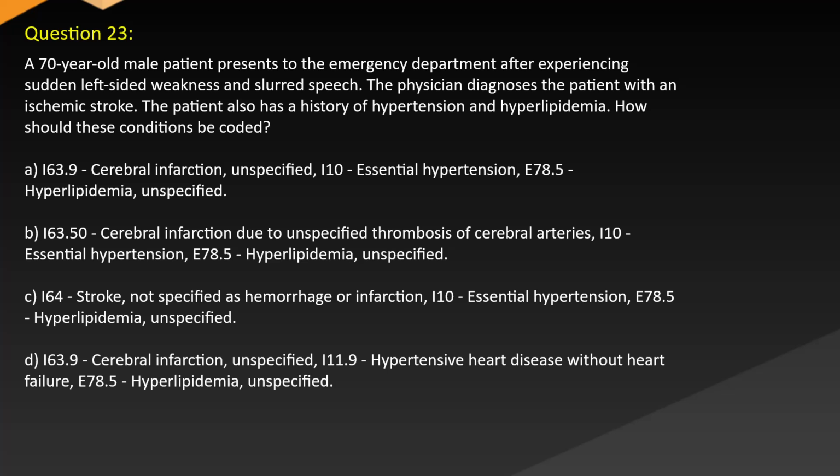A. I63.9. Cerebral infarction unspecified. Essential hypertension, I10. E78.5. Hyperlipidemia unspecified. B. I63.50. Cerebral infarction due to unspecified thrombosis of cerebral arteries. Essential hypertension, I10. E78.5. Hyperlipidemia unspecified. C. I64. Stroke not specified as hemorrhage or infarction. Essential hypertension, I10. E78.5. Hyperlipidemia unspecified. D. I63.9. Cerebral infarction unspecified. I11.9. Hypertensive heart disease without heart failure. E78.5. Hyperlipidemia unspecified.